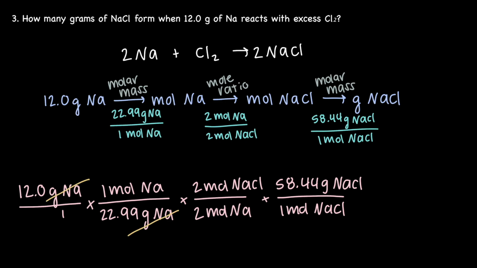Grams of sodium cancel out, moles of sodium cancel out, and moles of sodium chloride cancel out. We are left with grams of sodium chloride. Multiplying and dividing all values, we get 30.5 grams of sodium chloride.